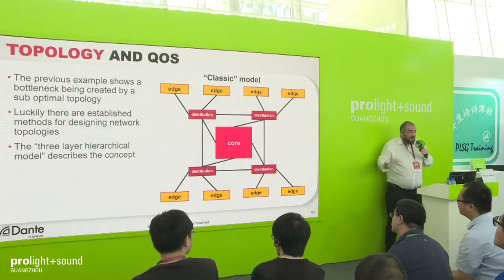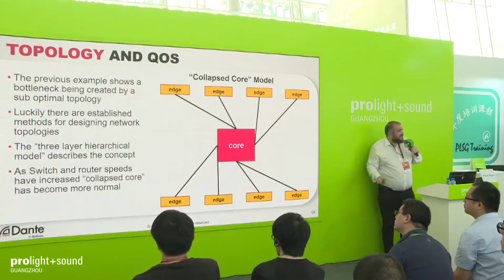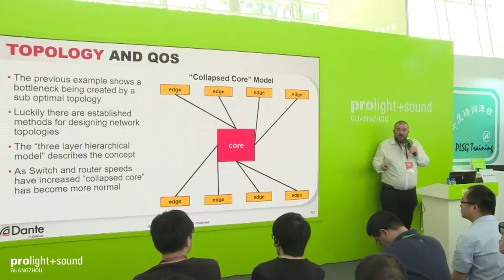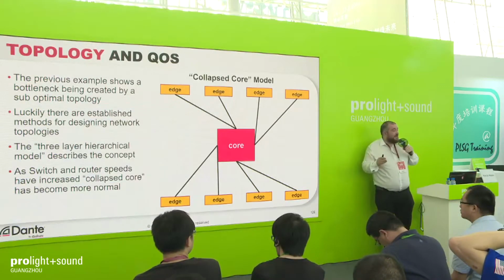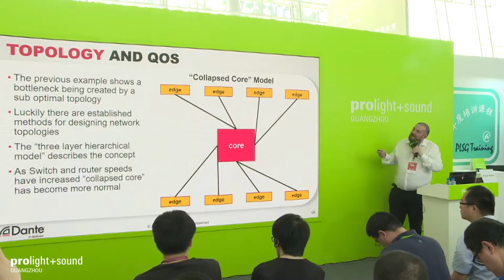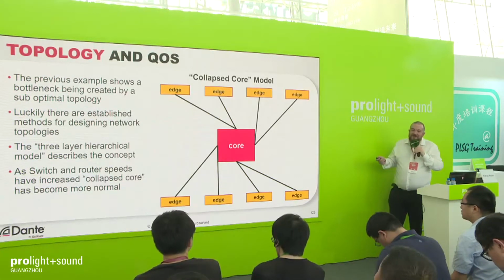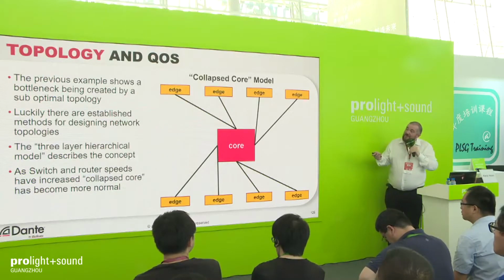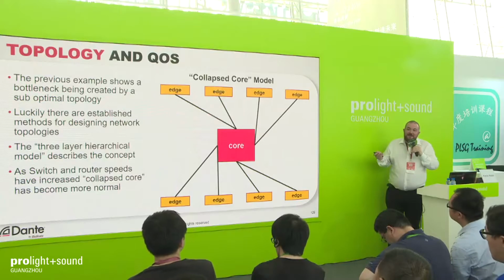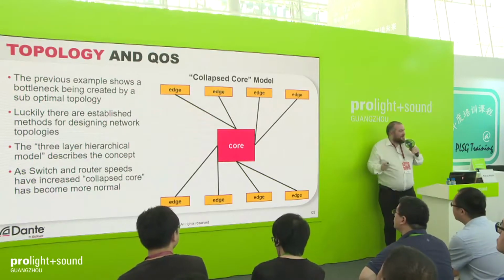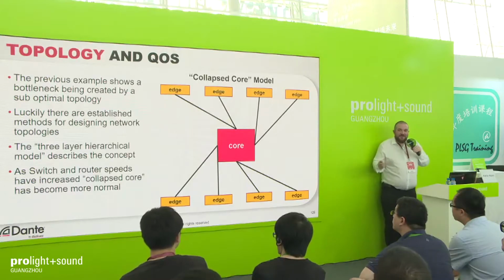Now, of course, as switch speeds have increased, and because people like to talk about new marketing buzzwords for the same old concept, we have this thing called a collapsed core model, which is a flash way of saying I've got a very, very fast switch, which means I can put my distribution out to the edge and pretend that I don't need it, which is okay until you start putting video into the network.